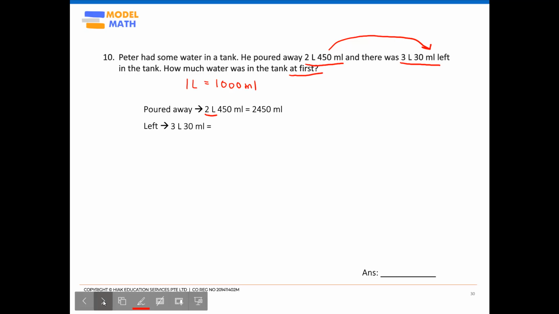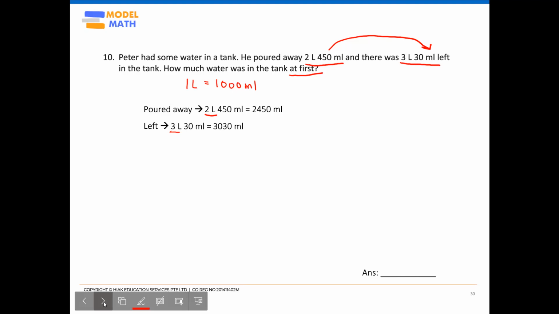Next, we can actually do the same thing to the amount that was left in the tank. So we have 3 liters and 30 milliliters. The 3 liters that you see here can be converted to 3000 milliliters. So adding the 30 milliliters to 3000 milliliters, we should have 3030 milliliters.